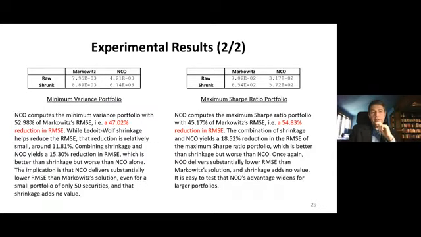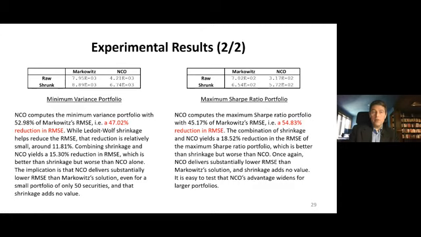Well, the results are that if we're using a minimum variance portfolio, the reduction in the root mean square error is around 47%. Again, very significant. Interestingly, applying a shrinkage is actually detrimental.